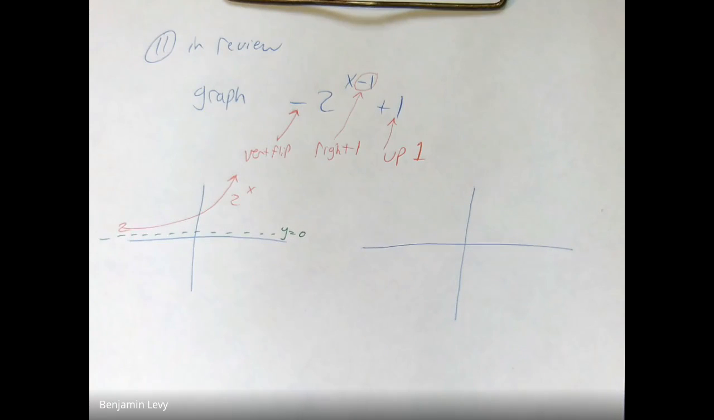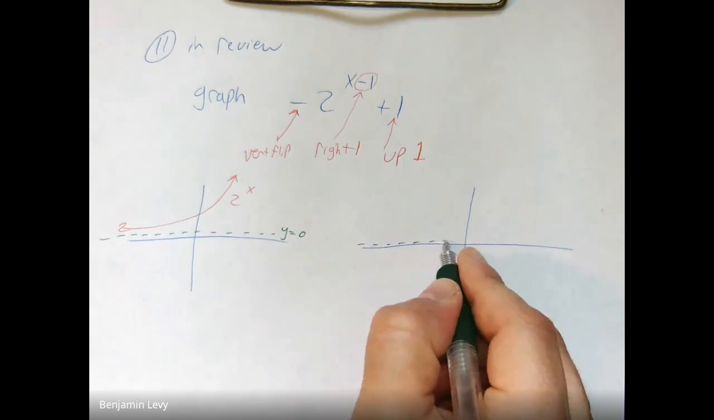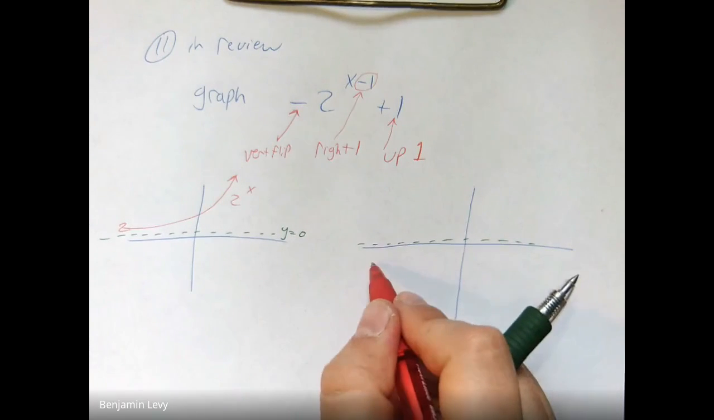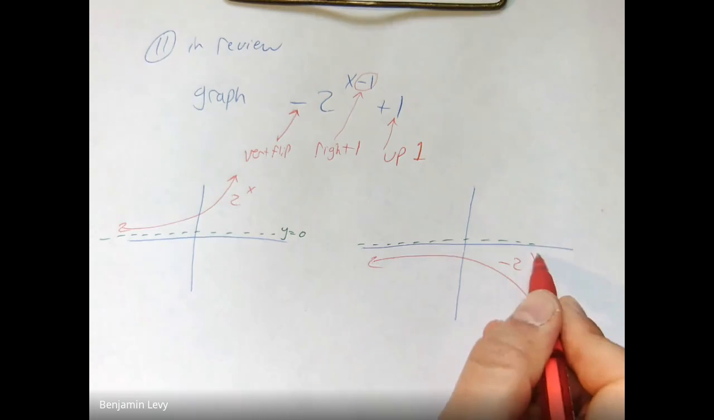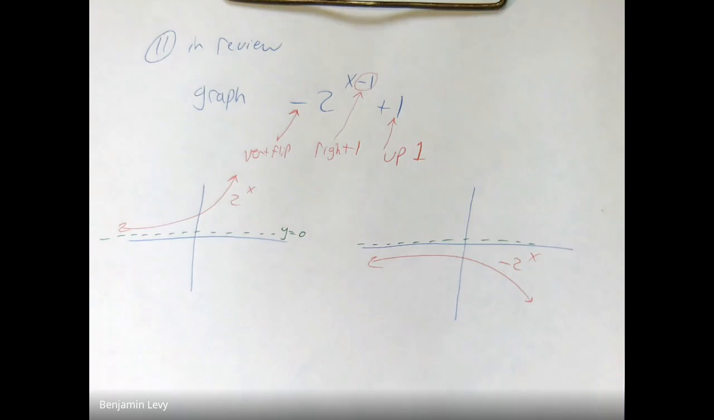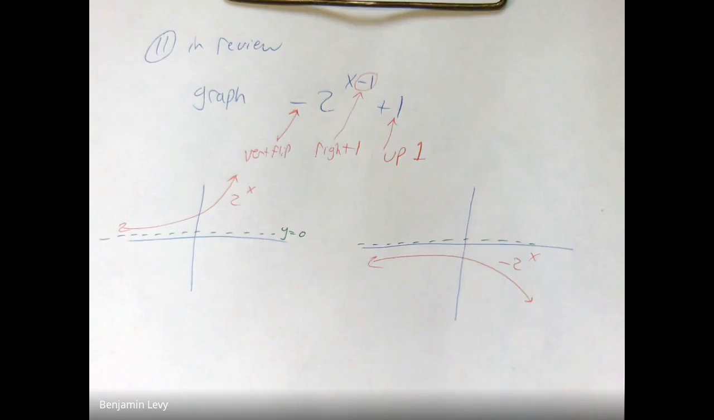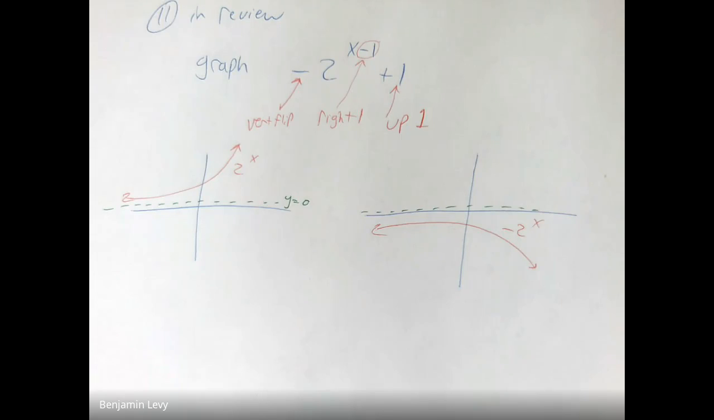So maybe we can do it in stages. Let's flip it first. So let's do minus 2 to the x. So there's 2 to the x. Minus 2 to the x would be the same graph, but flipped upside down. And minus 2 to the x would be like this. And then we're going to take this graph and move it right 1 and up 1. I'm going to do both of those together since it's just a couple shifts.